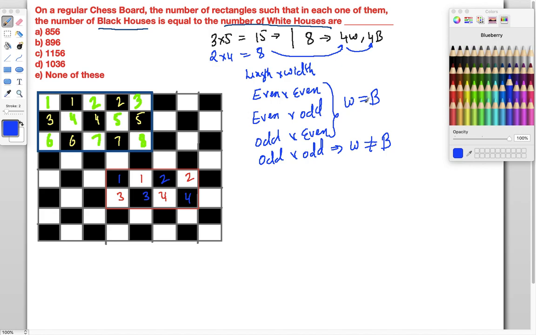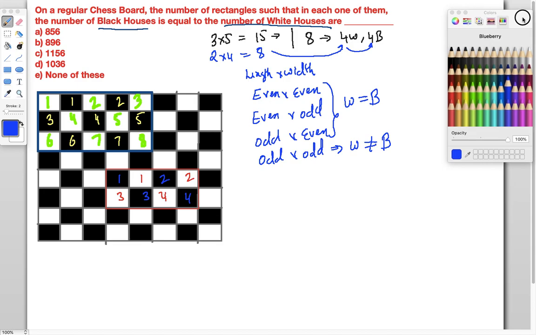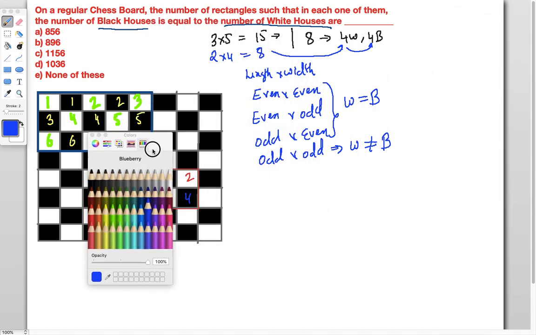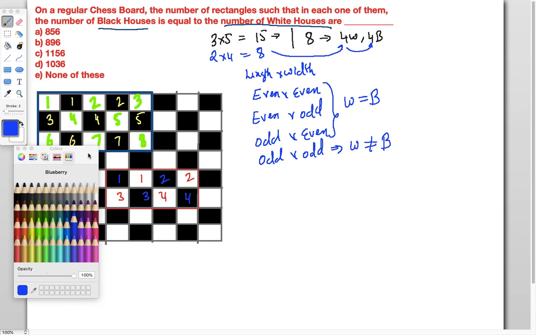So I need to count how many of them are possible. Instead of counting white equal to black, let's count the rectangles in which both dimensions are odd. How can we count that? Looking at this chessboard, I need to count the number of rectangles in which both dimensions are odd. The possibilities here: length is 1 and width is 3, or length is 1 and width is 1.